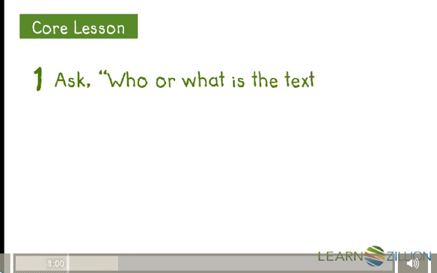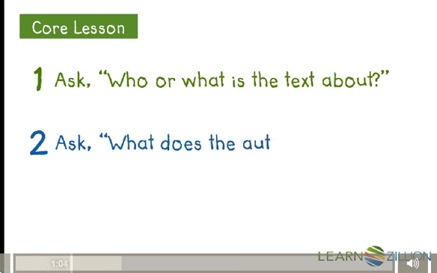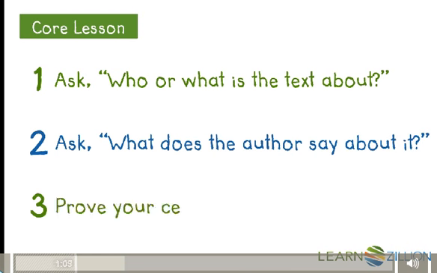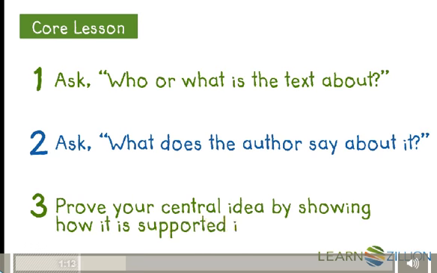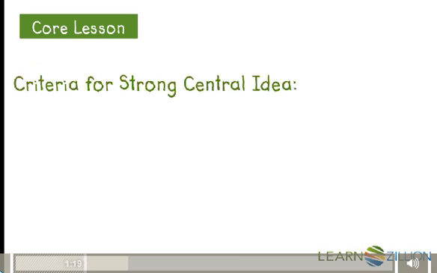First, we're going to ask who or what is the text about. Next, we're going to ask what does the author say about it. Finally, we're going to prove our central idea by showing how it is supported in the text. So let's review some criteria for a strong central idea before we look for it.